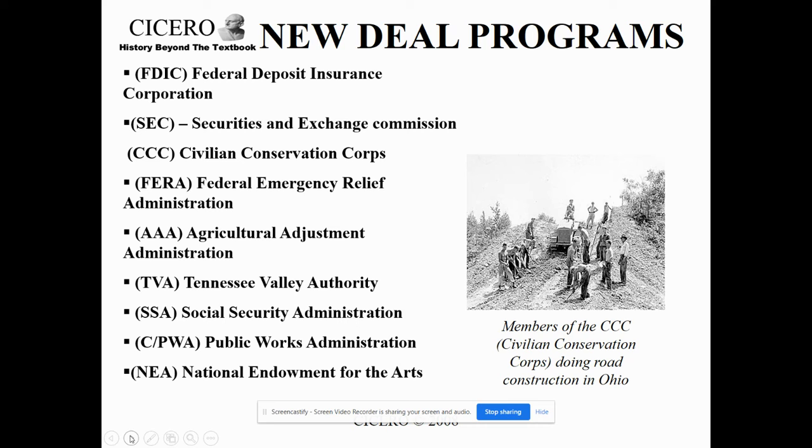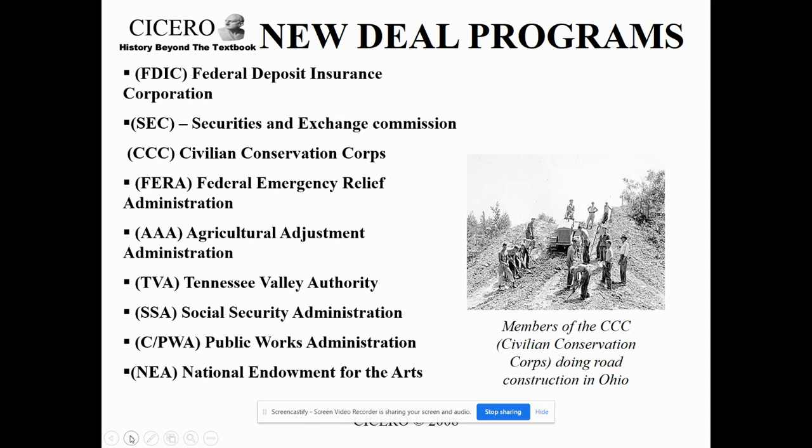The AAA is not the Auto Club, it is the Agricultural Adjustment Administration. That agency gave low-interest loans to farmers, helped farms get out of trouble, and made sure that enough of the right food was produced that the country needed.